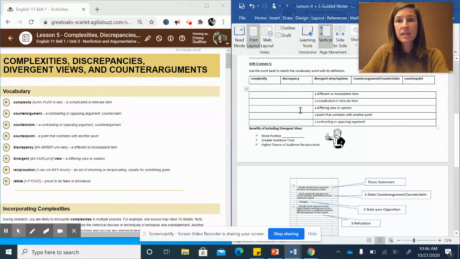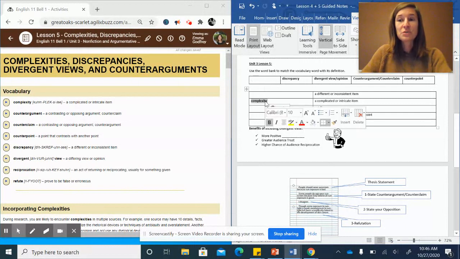So let's start by filling in the definition with the correct term. So let's start here with complexity, which is a complicated or intricate item. So we see that here. So I'm going to drag and drop. So just adding more details or making it more complex and interesting for your reader.